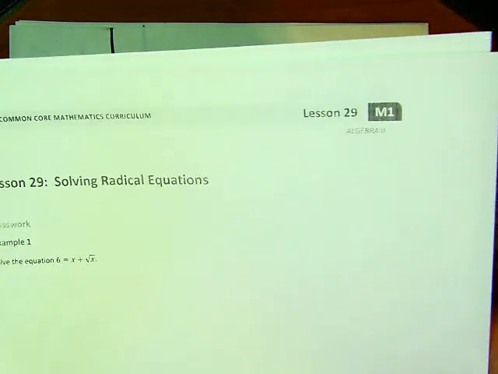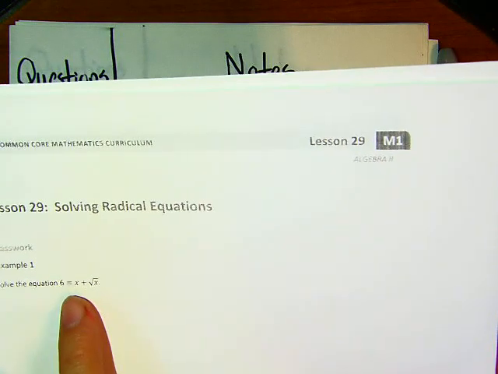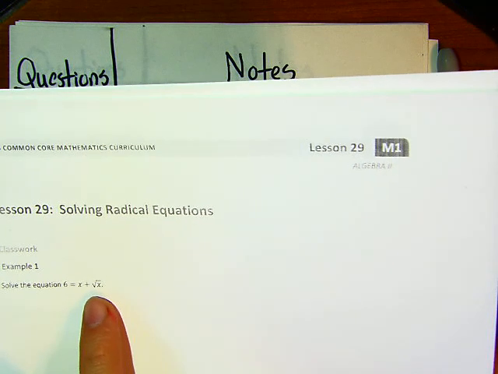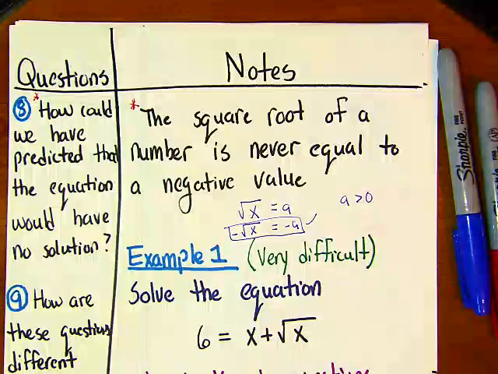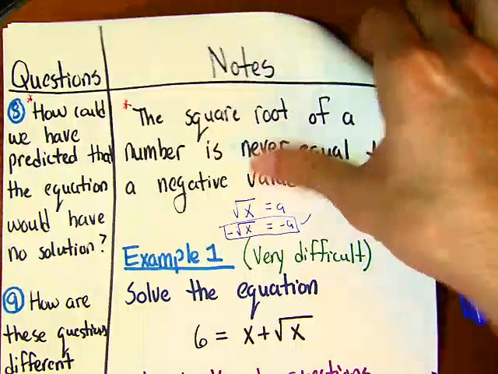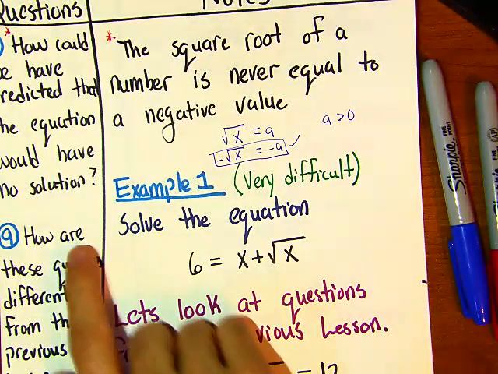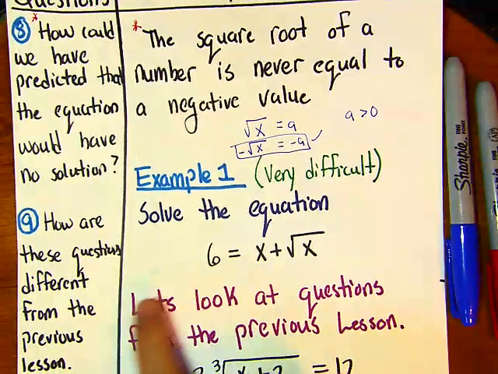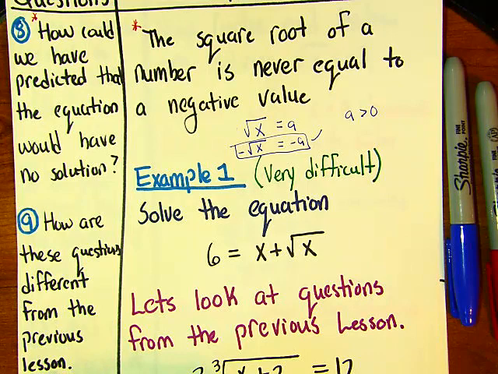First question says, what is 6 is equal to x plus square root of x? How do we solve for x? That's the idea. Okay, this is the question. Now here, before we start this, let's take a look at how this question is different from the previous lesson.